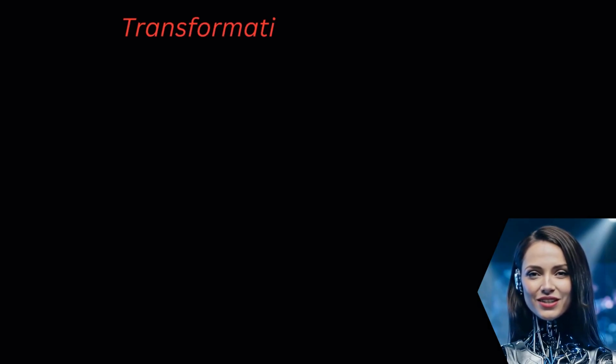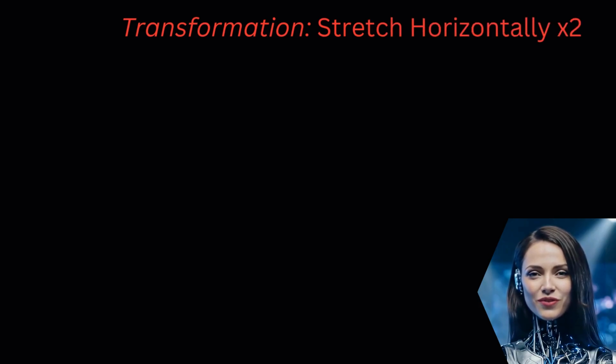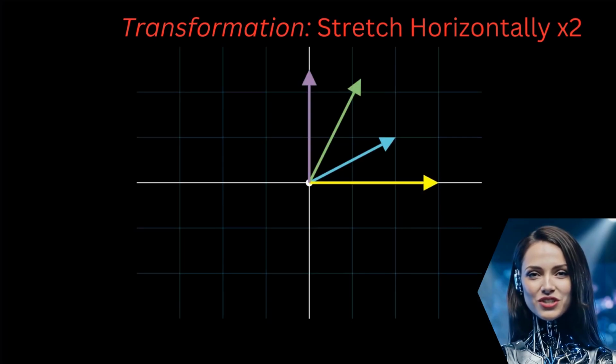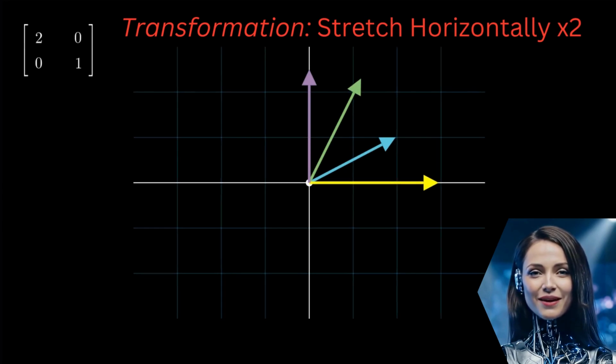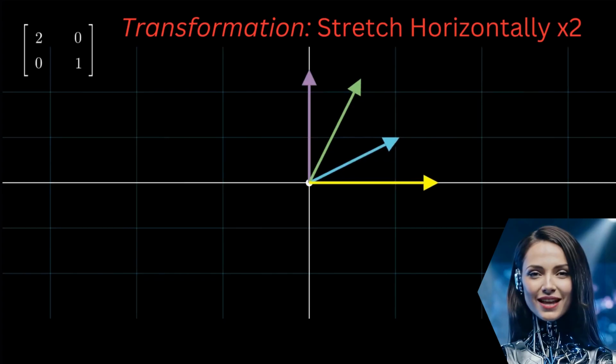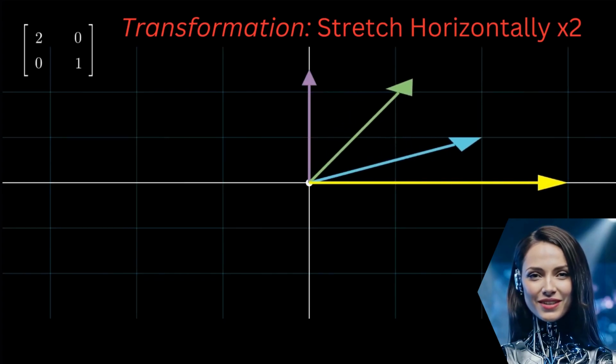Now let us define a transformation. A transformation is just a rule for moving things around. Our rule will be simple. Stretch the rubber sheet to twice its original width, but keep its height the same. Let us grab the left and right edges and pull, doubling the sheet's width. What happens to our arrows?